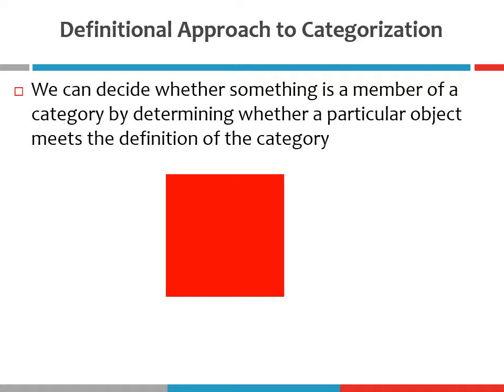But for a lot of other more complex categories, such as birds, trees, plants, and even a lot of man-made objects like chairs, this kind of strict definitional approach doesn't really work. So let's talk about what some of the limitations to this particular approach of categorization are with respect to these more complex objects.